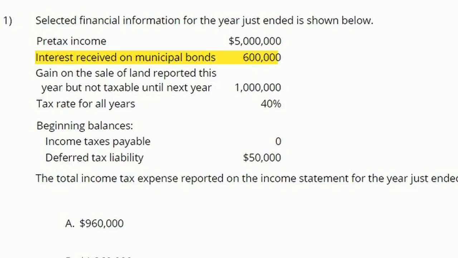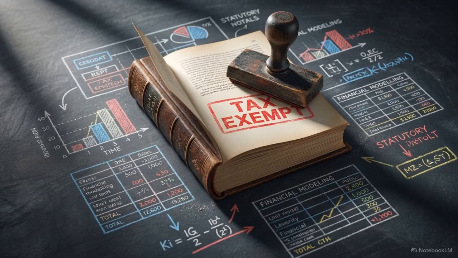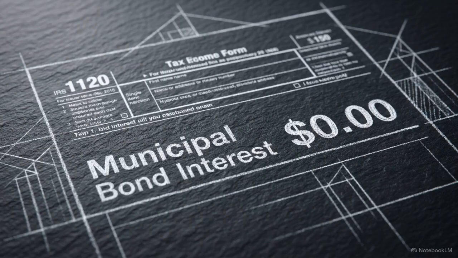Notice the line for interest earned on municipal bonds, totaling $600,000. Under GAAP rules, that bond interest is fully recognized as income. It actively boosts the pre-tax accounting income presented to shareholders. But the IRS treats this differently. By statutory law, municipal bond interest is explicitly tax-exempt. It is entirely excluded from taxable income, and the IRS will never collect a cent on it.